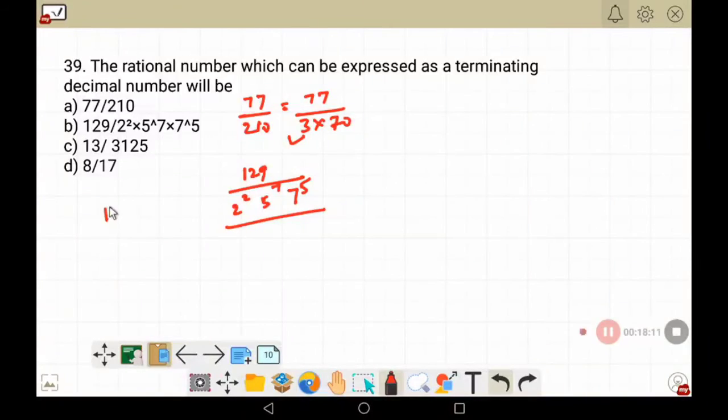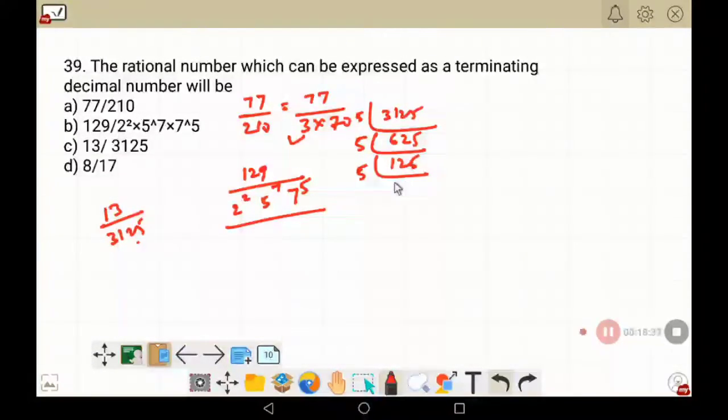Next, 13 upon 3125. We'll factorize 3125, के फैक्टर करते हैं हम 3125. 5 1s are 5, 5 2s are 10, 5 5s are 25, 5 is a factor of 3125 again. 5 2 is 10, 5 5 25, and here 5 into 5. So 5 to power 5 is there. You can write 13 upon 5 to power 5.